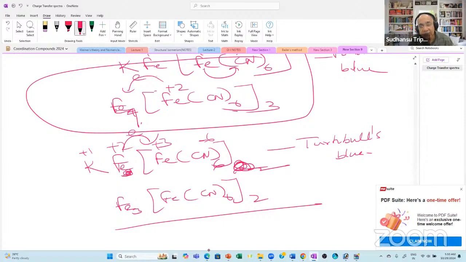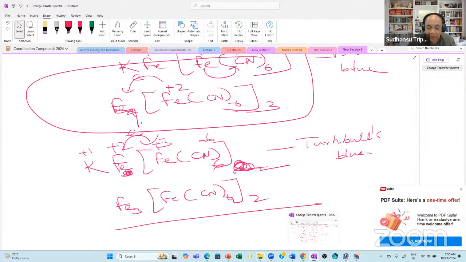Similarly, red lead and magnetic oxide, all these are colored due to intervalence charge transfer. And ligand to ligand charge transfer is extremely rare. You should not bother about it.